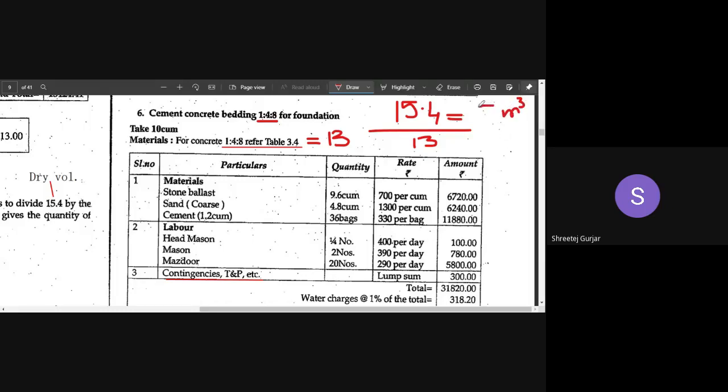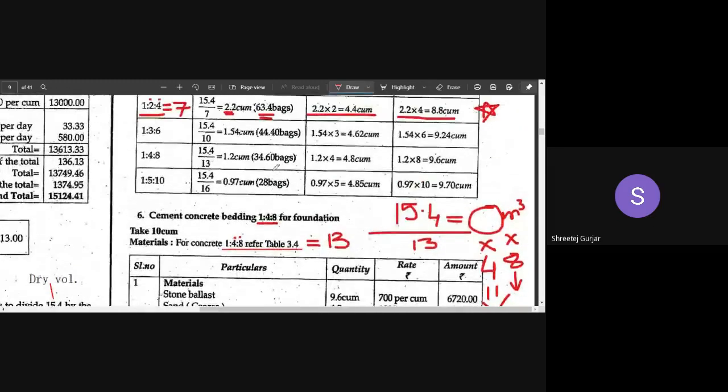This particular value multiplied by the proportion of sand, that is 4, you will get the quantity in meter cube for sand. Similarly, multiply this number by the proportion of coarse aggregate, that is 8, and you will get the answer for coarse aggregate in meter cube. And I've told you, this meter cube divided by 0.0347 gives the quantity in bags.